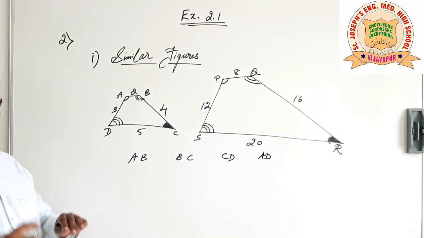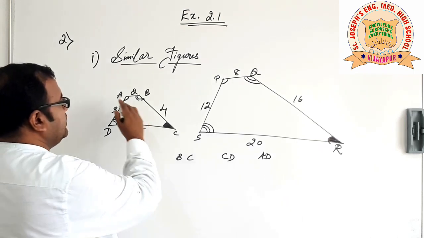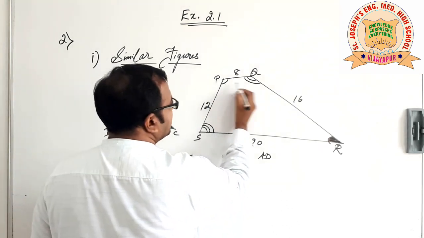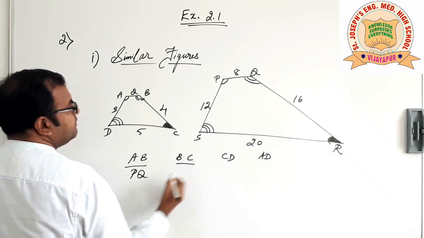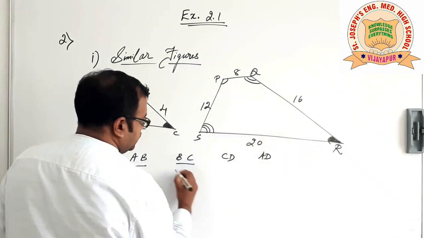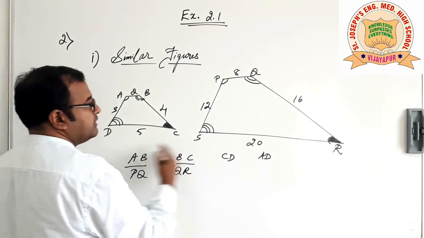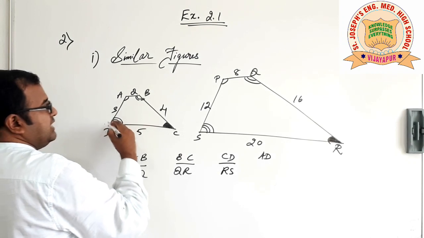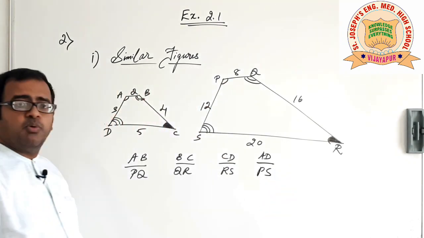Now for the corresponding sides: AB is connecting the single line angle and the double line angle. Here I have the single line angle and the double line, that is PQ. Then for BC it is QR. For CD it is RS. And for AD it is PS. These are the corresponding sides.